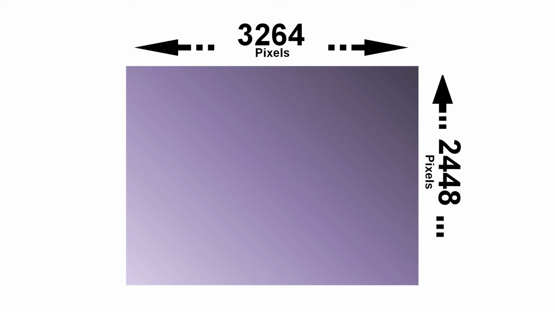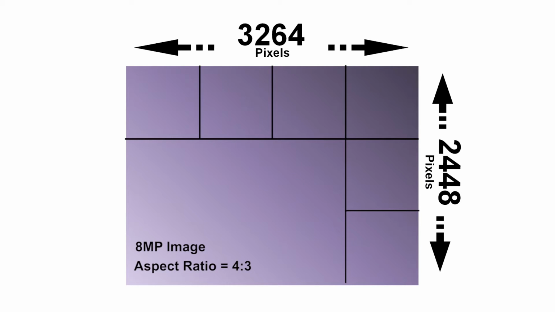Okay, so let's pretend that this is our CMOS sensor inside the phone, which can produce photos with a resolution of 3264 by 2448 pixels. In other words, 8 megapixel images with an aspect ratio of 4:3.